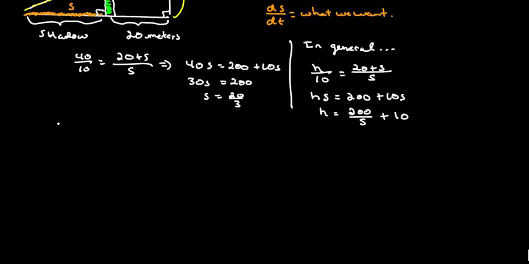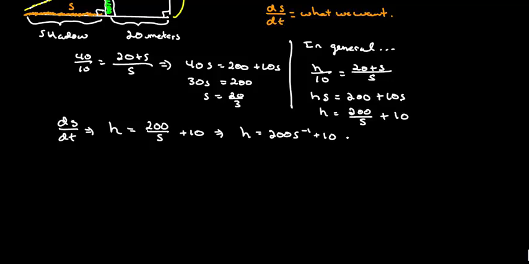So what I'd like to know is, what is the rate of change of s with respect to time? How does the shadow change with respect to time? To get that, we're going to take this guy right here. So h is equal to 200 over s plus 10. Or another way to write that is h is equal to 200 s to the negative 1 plus 10. Now let's go ahead and take the rate of change of this with respect to t.